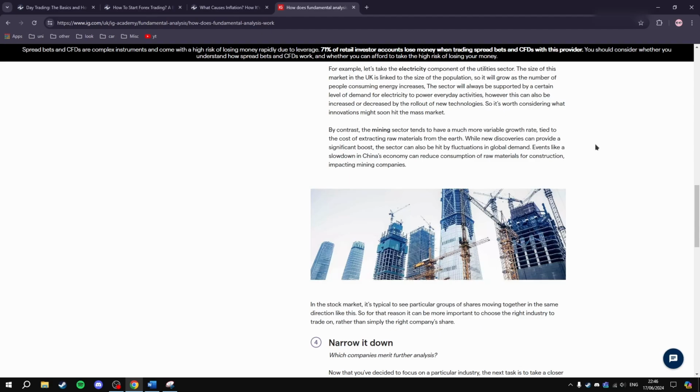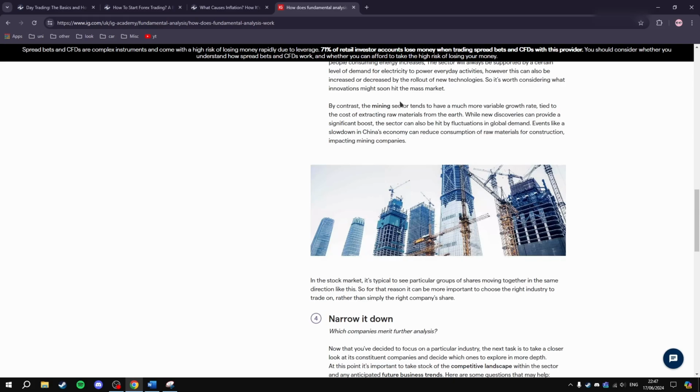Right, okay. So let's look at the electricity component. The size of this market is linked to the size of the population, so it will grow as the number of people consuming energy increases. The sector will always be supported by a certain level of demand for electricity to power everyday activities. However, this can also be increased or decreased by the rollout of new technologies, so it's worth considering what innovations might soon hit the mass market. By contrast, the mining sector tends to have a much more variable growth rate, tied to the cost of extracting raw materials from the earth. While new discoveries can provide a significant boost, the sector can also be hit by fluctuations in global demand. Events like a slowdown in China's economy can reduce consumption of raw materials for construction, impacting mining companies.